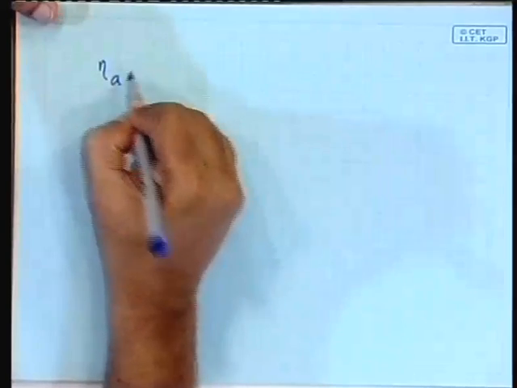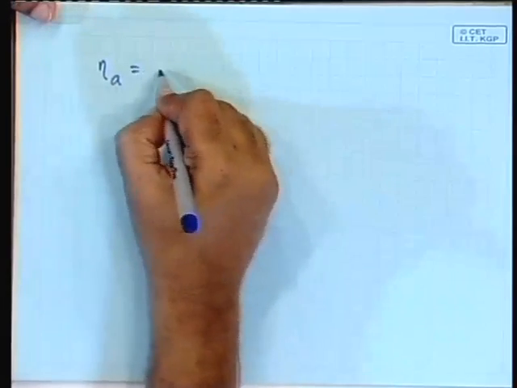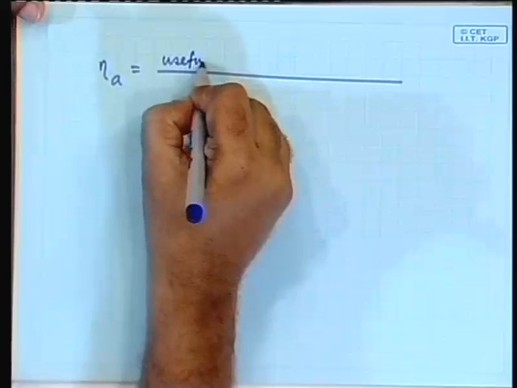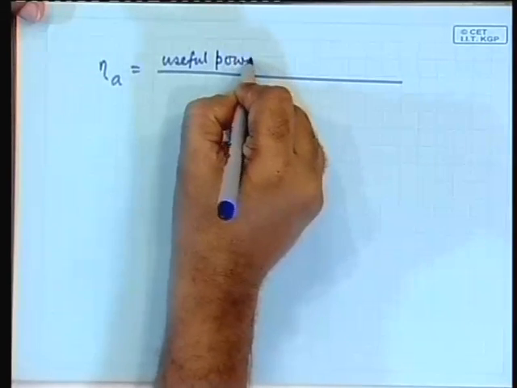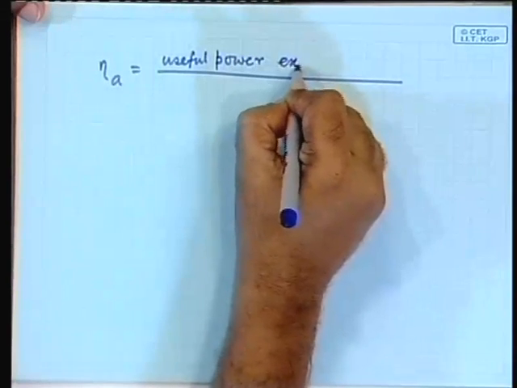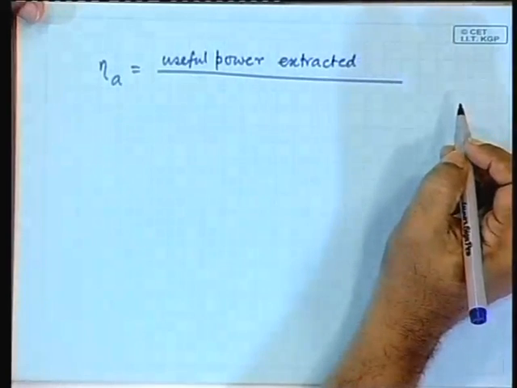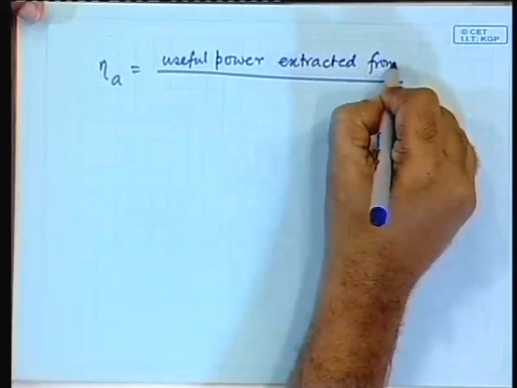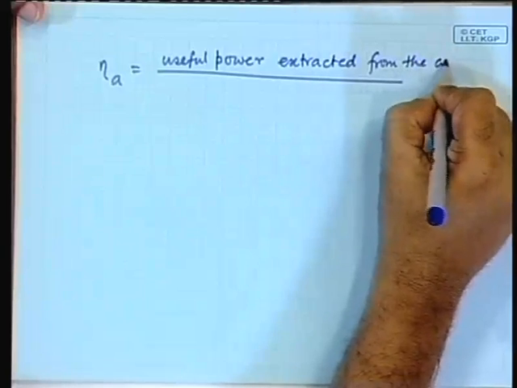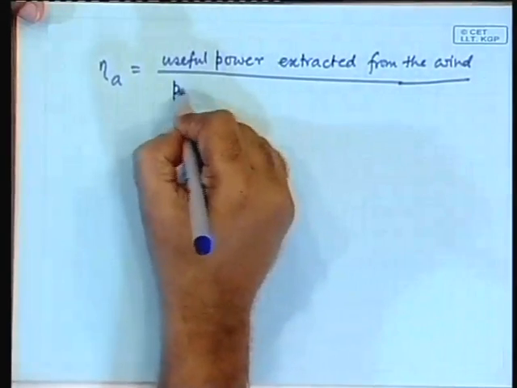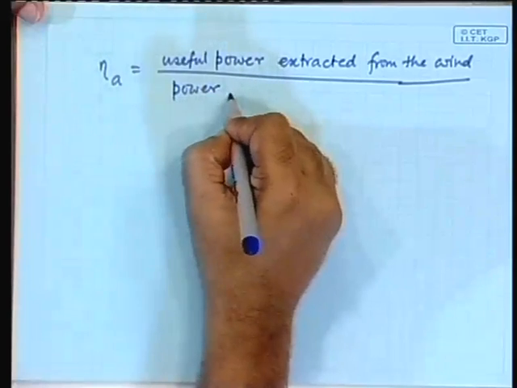What is the aerodynamic efficiency? Aerodynamic efficiency eta A is useful power extracted from the wind divided by the power supplied by the wind.